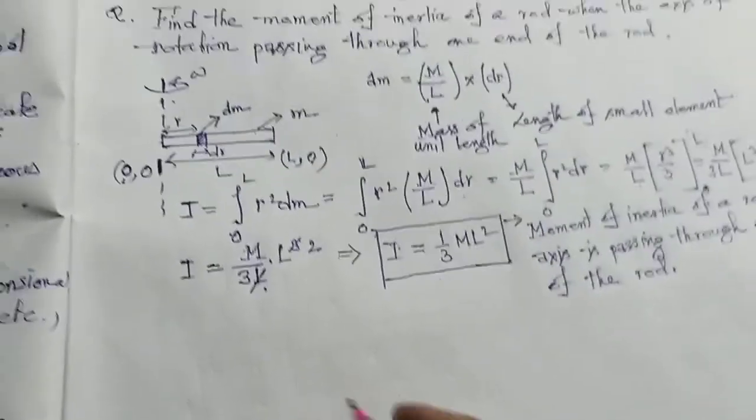Now we take the third situation. Our third situation is when the axis of rotation is the axis of the rod.